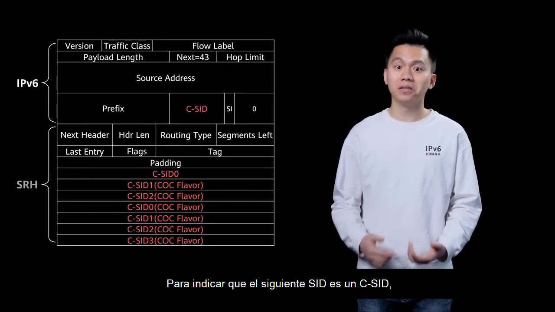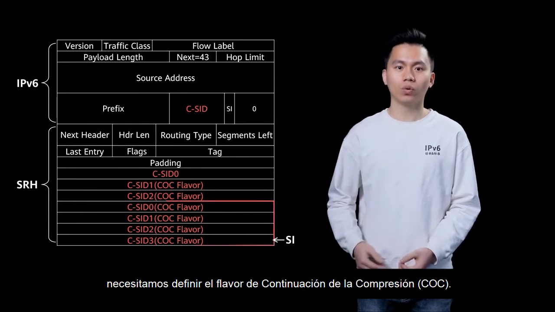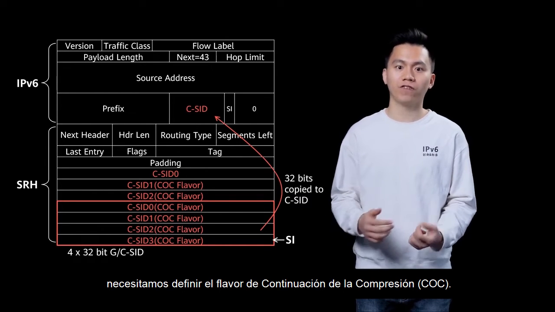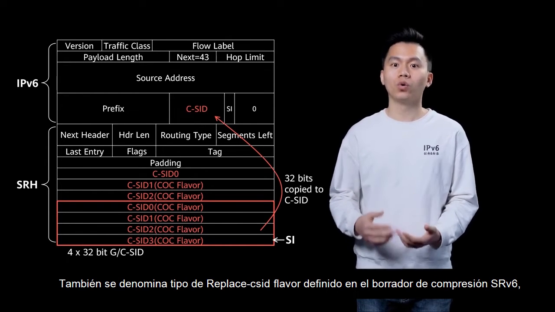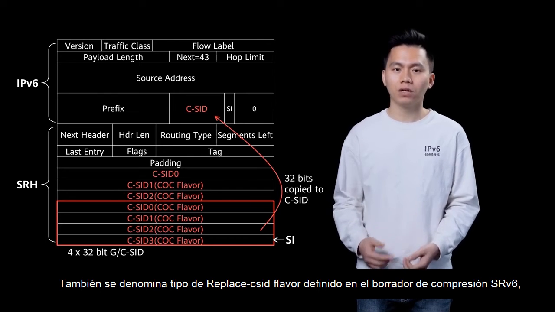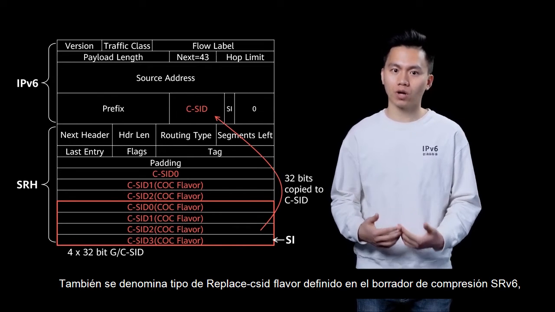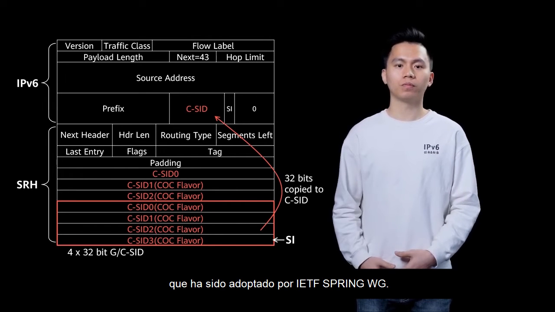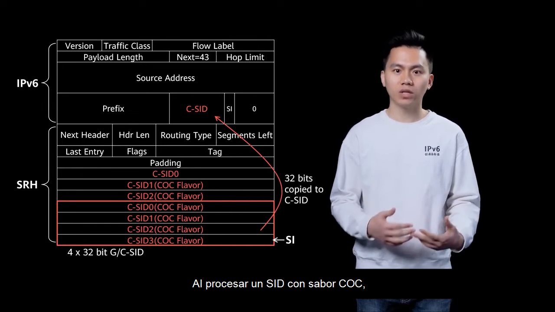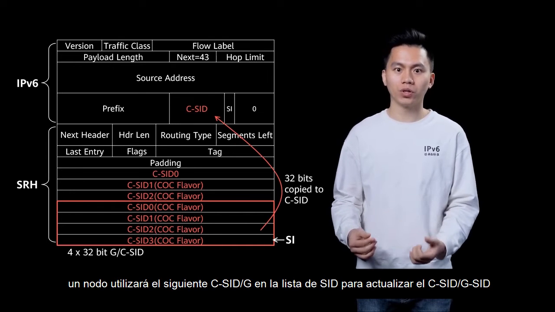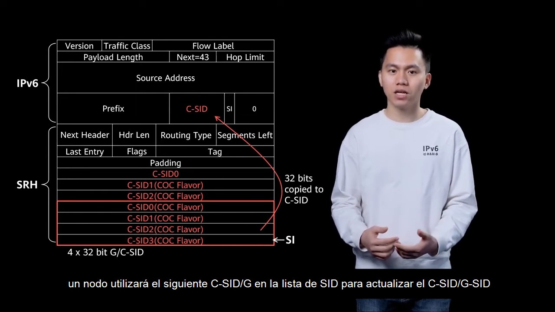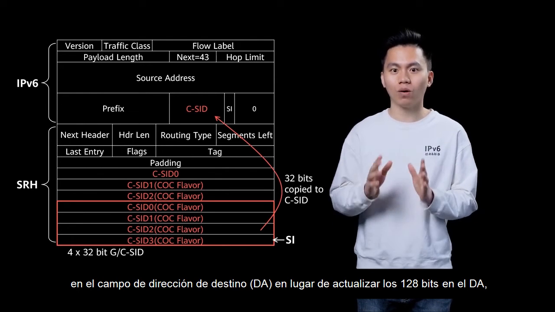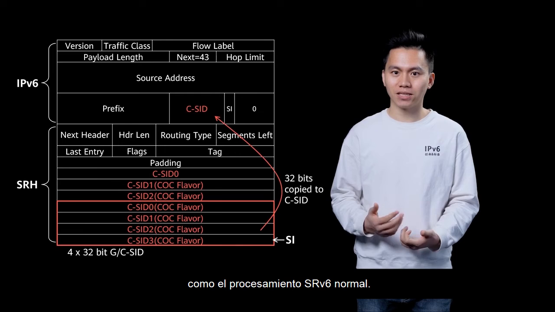To indicate that the next SID is a C-SID, we need to define a new flavor. We call it the continuation of compression flavor, or COC flavor, and it is also called the replace C-SID flavor, defined in the SRv6 compression draft, which has been adopted by the IETF SPRING Working Group. When processing a SID with COC flavor, a node will use the next C-SID in the SID list to update the C-SID in the destination address field, instead of updating the 128 bits in the DA as in normal SRv6 processing.